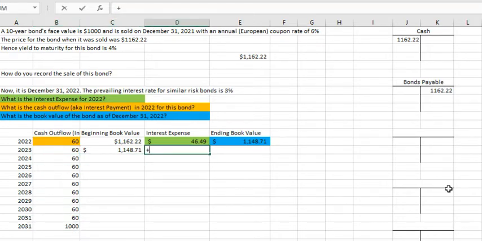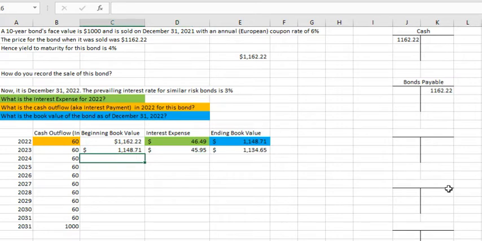And we calculate the interest expense by taking the beginning book value and then multiplying by the yield to maturity of the bond, which is what the market demands for a particular bond. And the ending book value is going to be beginning book value minus any payments for this bond, which is the cash outflow, plus the interest expense.